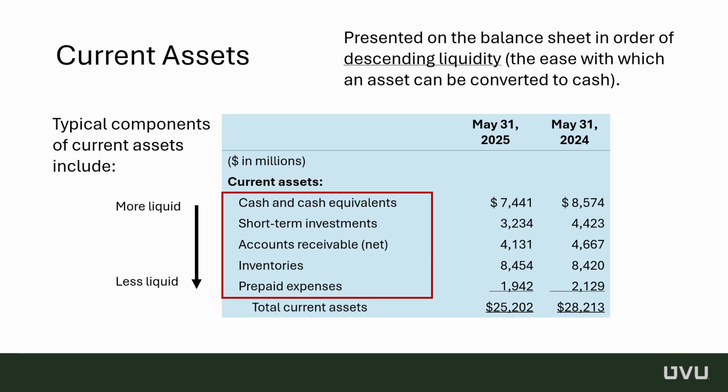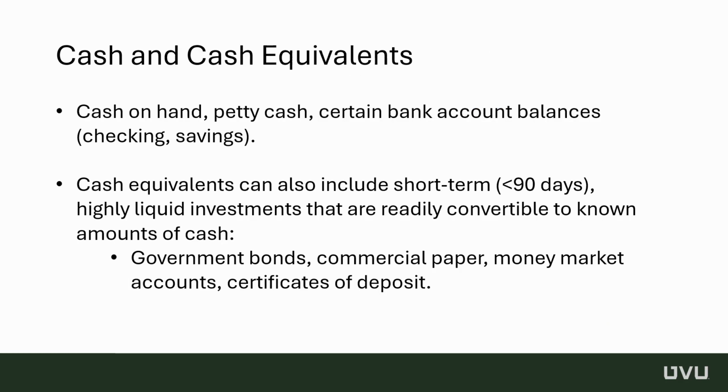Let's briefly discuss each of these 5 categories. First up, we've got cash and cash equivalents, the most liquid of all categories. This includes cash on hand, petty cash, and certain bank account balances like checking and savings accounts.